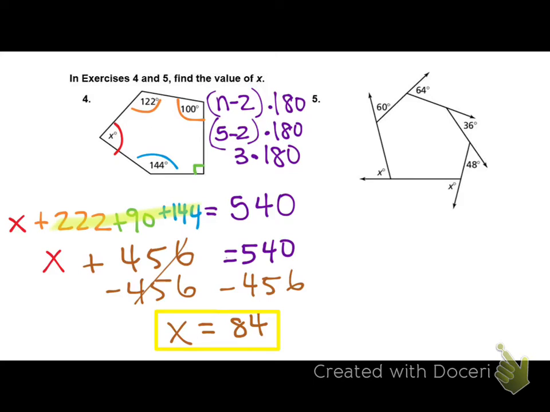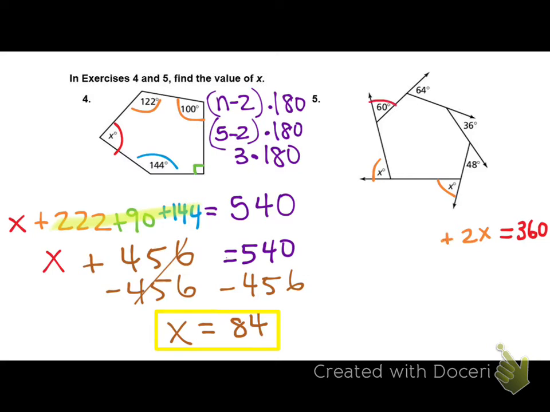Those were interior angles, so you had to figure out how many degrees they add up to. The second, they're not on the inside, they're on the outside. What is the sum of all the exterior angles? 360. Doesn't matter how many sides there are, they add up to 360. So we're going to add them. x and x make 2x.